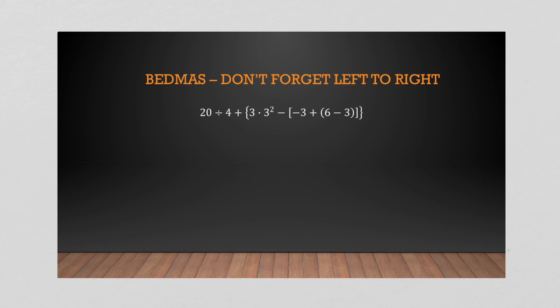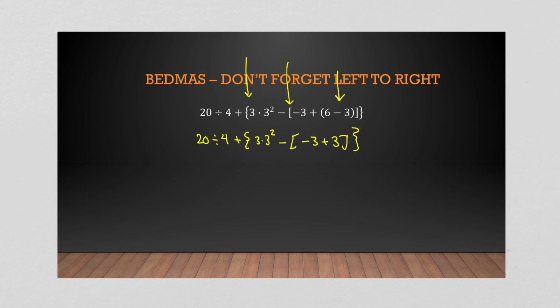Another one. So get inside the first set of brackets, the curly brackets. Are there more? Yes. Get inside the rectangular brackets. Are there more? Yes. Get inside the small brackets. So now we have 20 divided by 4 plus 3 times 3 squared minus negative 3 plus 3.